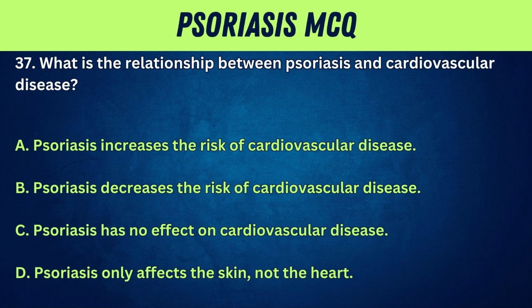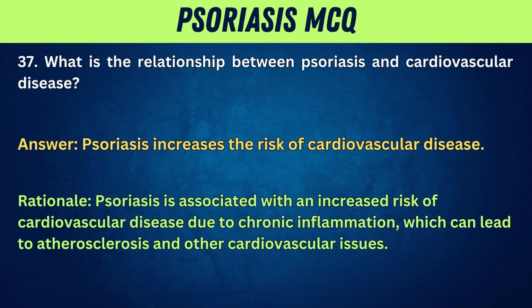37. What is the relationship between psoriasis and cardiovascular disease? A. Psoriasis increases the risk of cardiovascular disease. B. Psoriasis decreases the risk of cardiovascular disease. C. Psoriasis has no effect on cardiovascular disease. D. Psoriasis only affects the skin, not the heart. Answer. Psoriasis increases the risk of cardiovascular disease. Rationale. Psoriasis is associated with an increased risk of cardiovascular disease due to chronic inflammation, which can lead to atherosclerosis and other cardiovascular issues.